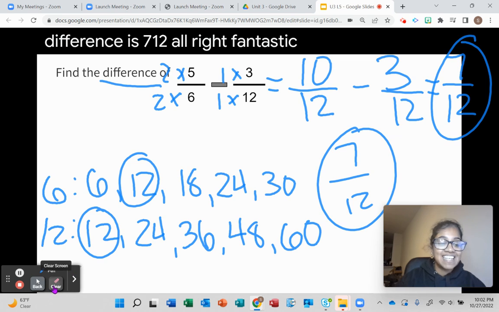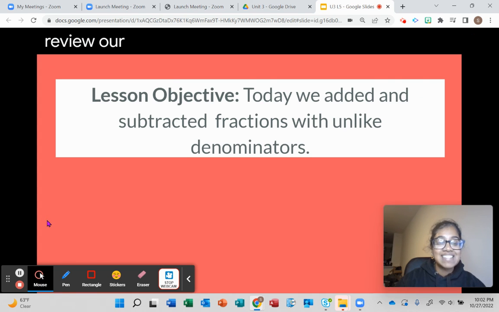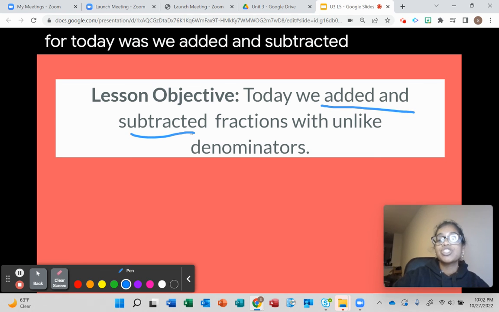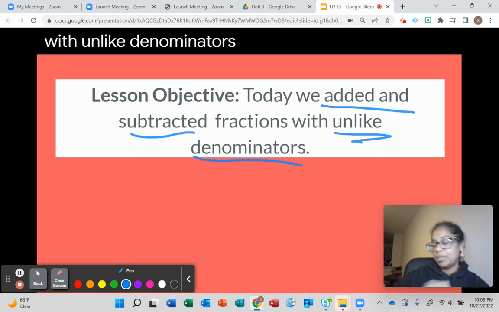All right, fantastic. Let's review our lesson objective. Our lesson objective for today was that we added and subtracted fractions with unlike denominators.